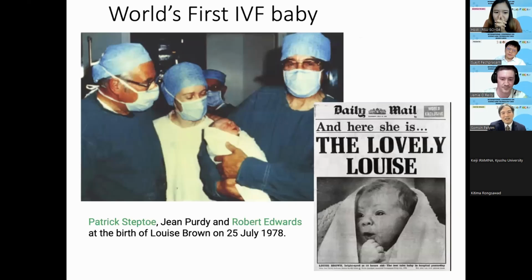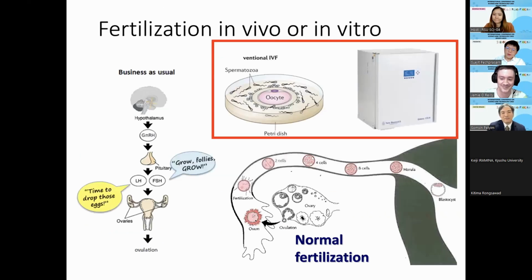And in 1978, the first baby was born by test tube, from Patrick Steptoe and Robert Edwards. It's called Louise Brown. And now we know Louise Brown has a baby already. So it means the test tube baby has completed the circle of life.